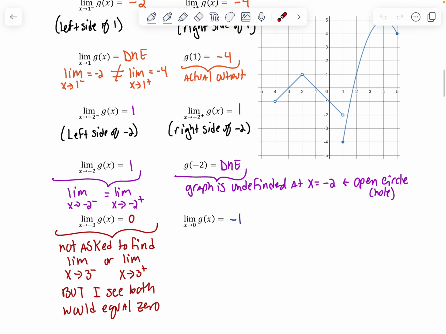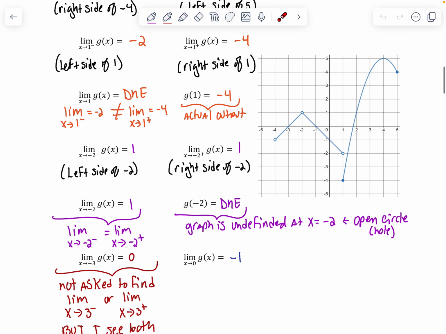Here's another set that are connected. Hopefully you've noticed the color patterns are connecting them. -2 from the left-hand side. Here's -2. I go up to the graph. The left-hand side has a height of 1. -2 from the right-hand side has a height of 1. Since those were both 1, the limit at -2 exists and is +1.